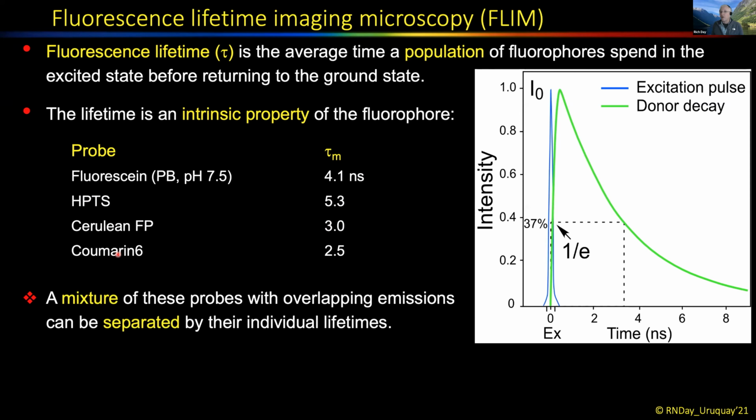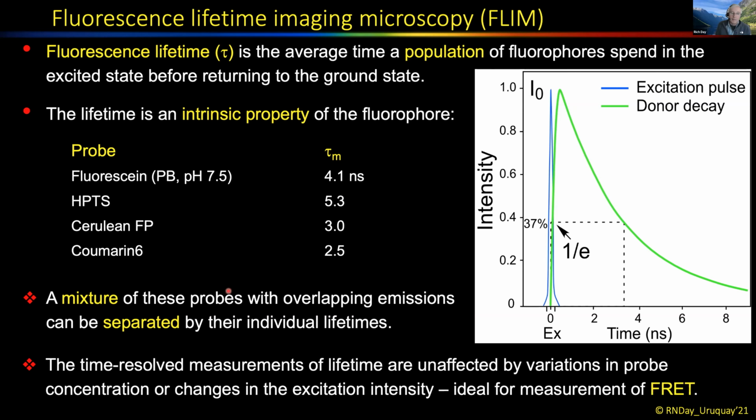Now, if I had a mixture of all 4 of these probes, their spectral overlap would make it impossible for me to know which of the probes was there and how much was there. However, based on their lifetimes and lifetime measurements, it would be possible for me to identify each of these components. Not only that, I could identify how much of each component was present. So I can separate these overlapping spectra by lifetime. The beauty of these time-resolved lifetime measurements is that they're unaffected by variations in probe concentration or changes in excitation intensity. So it's an ideal way of measuring FRET.